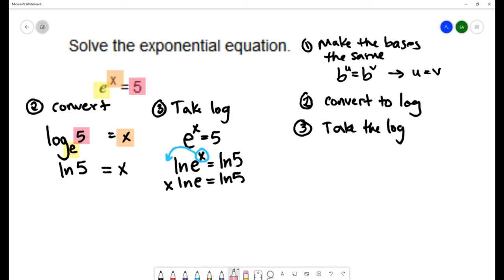And natural log of e is something that we can simplify. Natural log of e is 1. So we have x times 1 equals natural log 5. x equals natural log 5. So we've got the same answer using the other method. So we have our solution to this exponential equation to be natural log of 5.